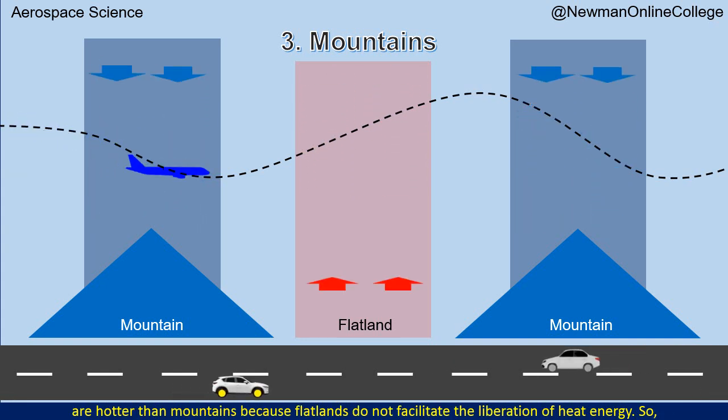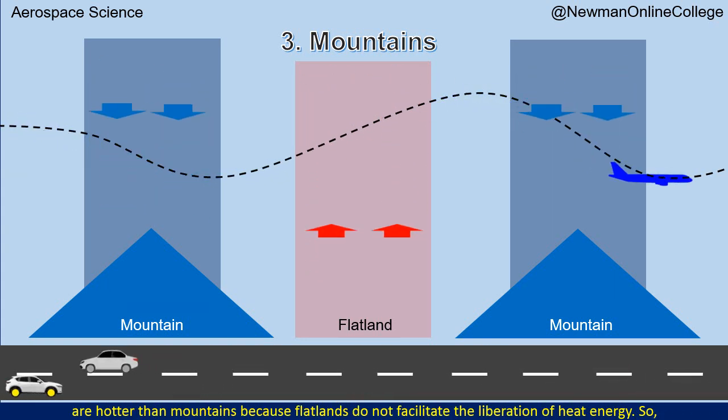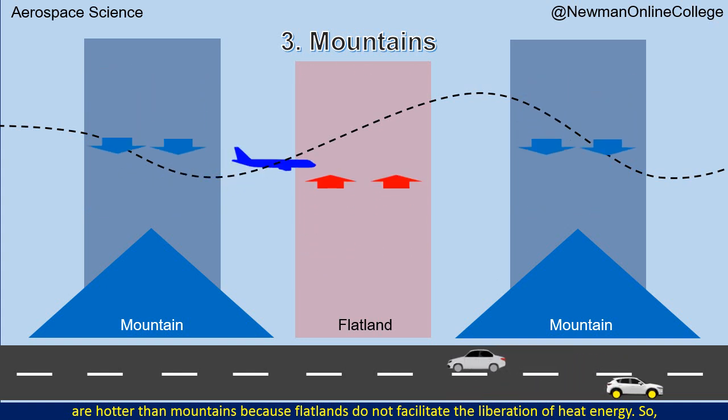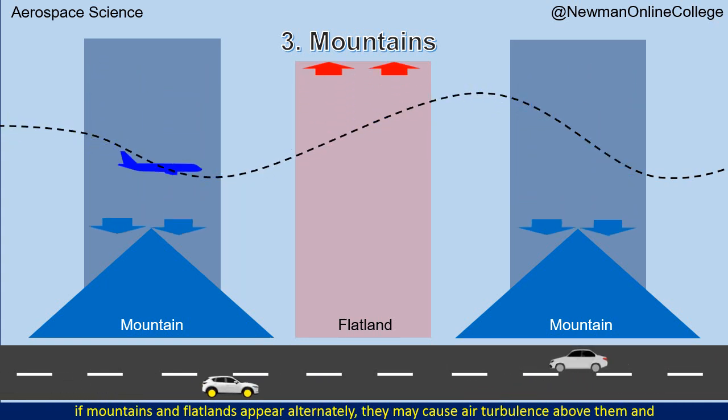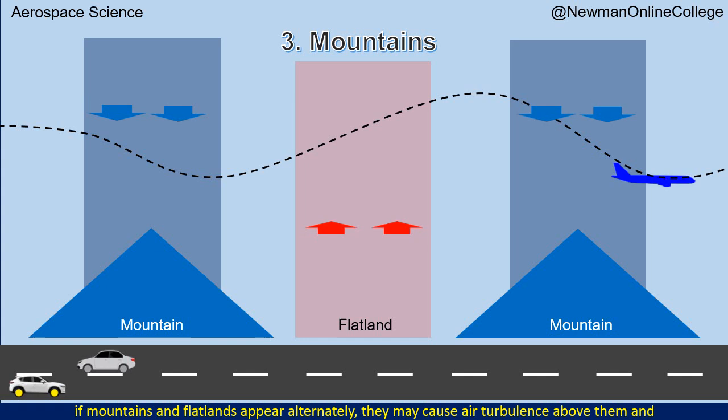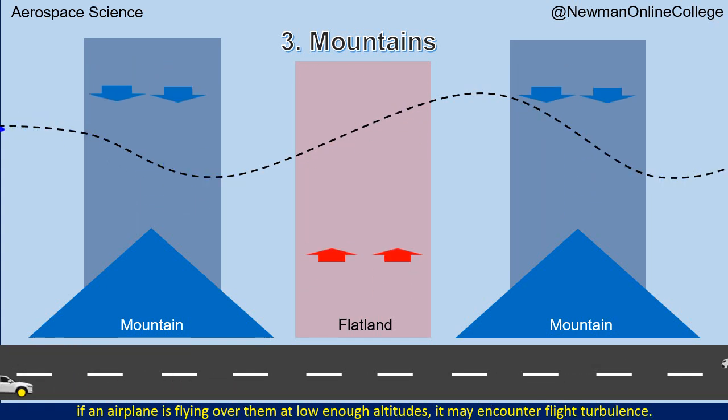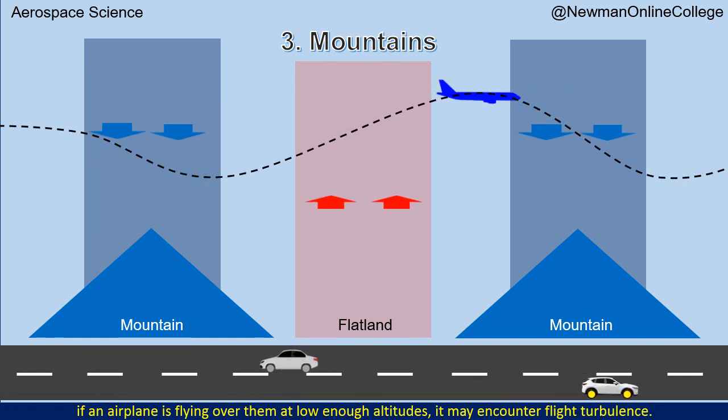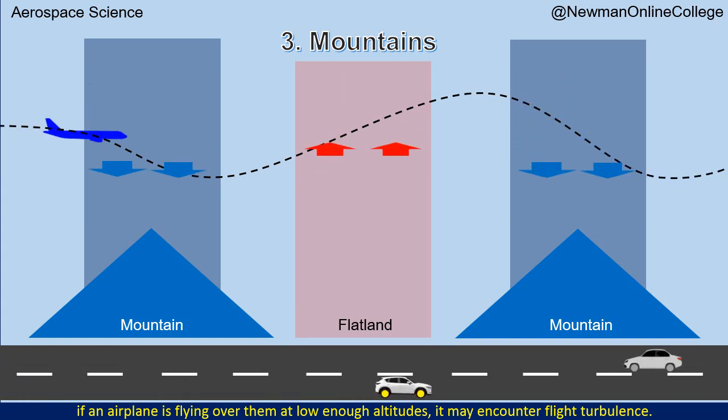Meanwhile, flat lands are hotter than mountains because flat lands do not facilitate the liberation of heat energy. So, if mountains and flat lands appear alternately, they may cause air turbulence above them, and if an airplane is flying over them at low enough altitudes, it may encounter flight turbulence.